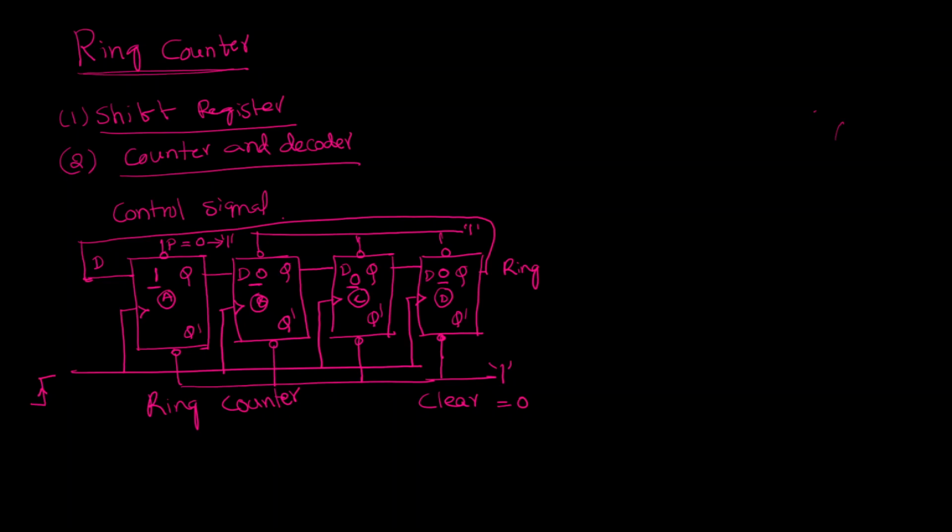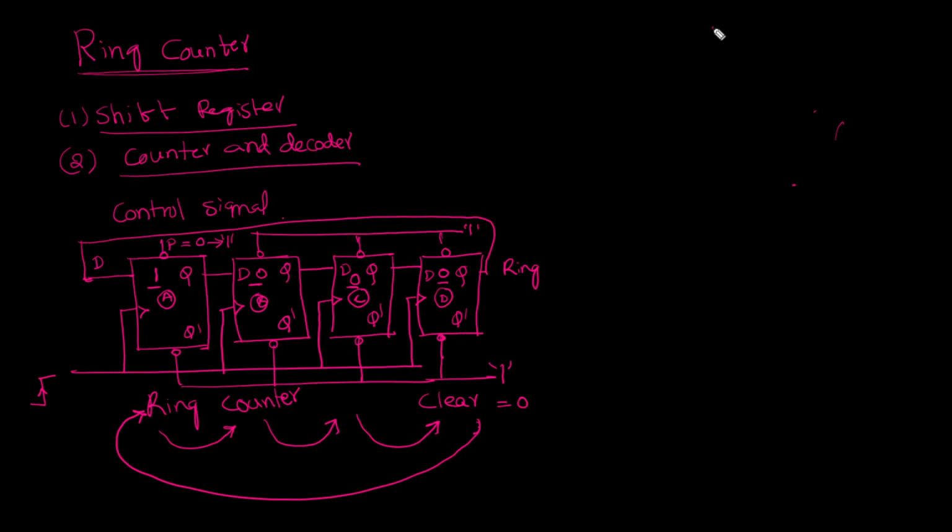For every positive edge clock pulse, whatever is there in this flip-flop will go into the next flip-flop. What is there in the next flip-flop will go into the next flip-flop. What is there in the last flip-flop will loop through the ring and come to the very first flip-flop. This is how the ring formation is made, because of the circuit diagram.